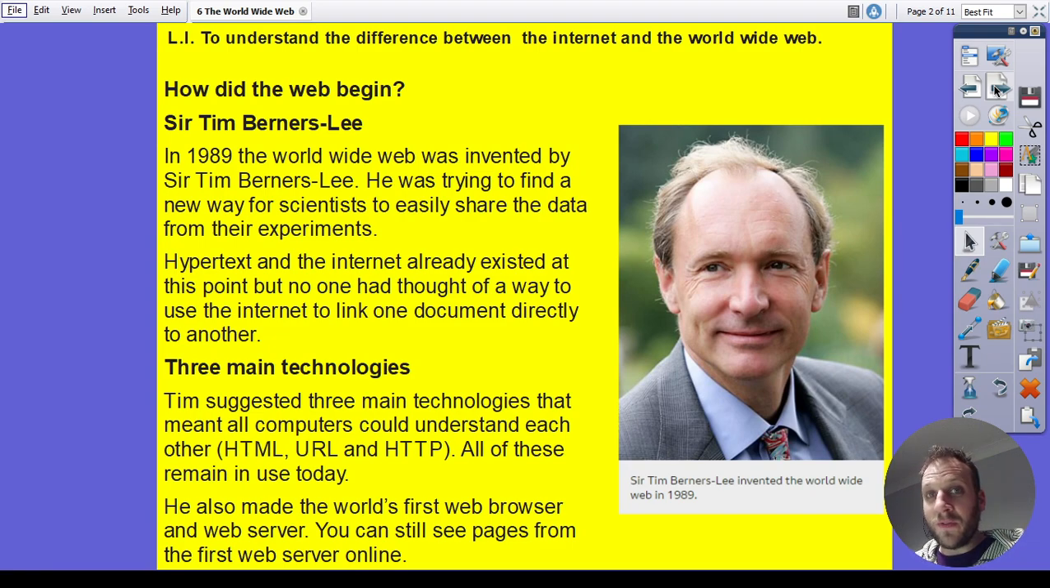He also made the world's first web browser, so now today you might use something like Google Chrome, or Internet Explorer, or Microsoft Edge, or Safari. They're all modern browsers, but he made the first one that allowed you to see the web pages on the World Wide Web.